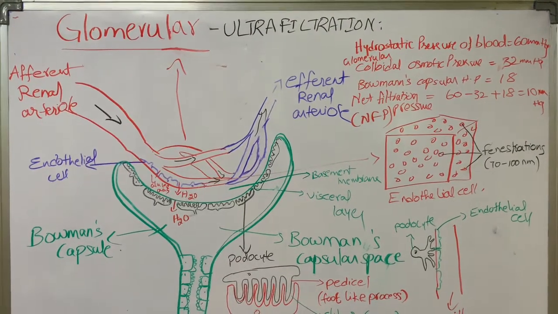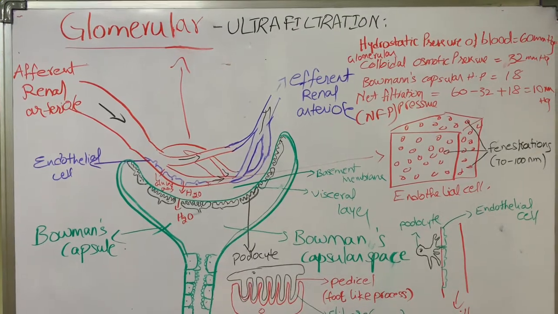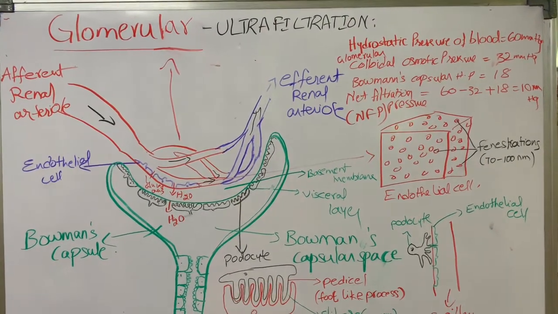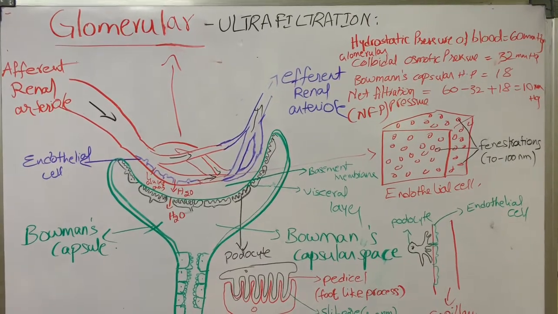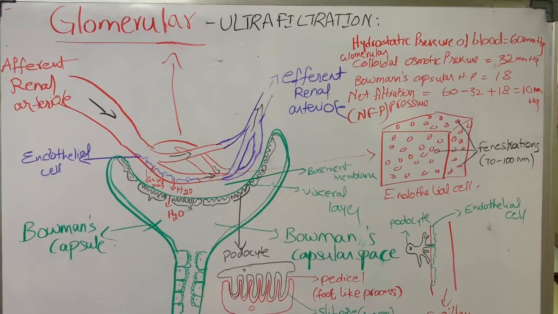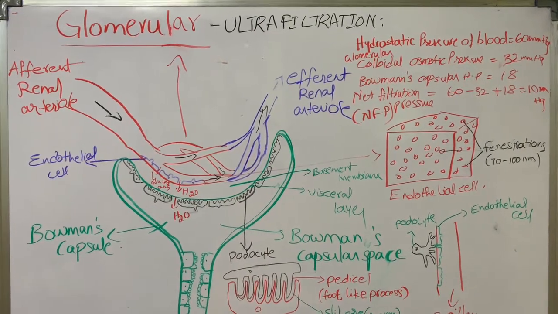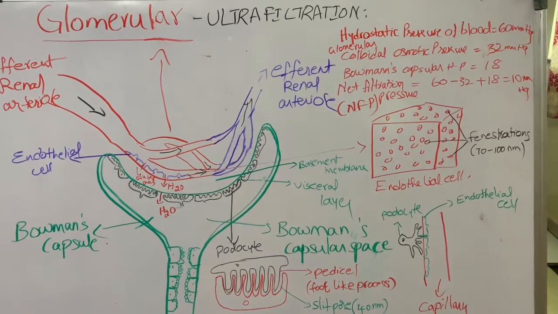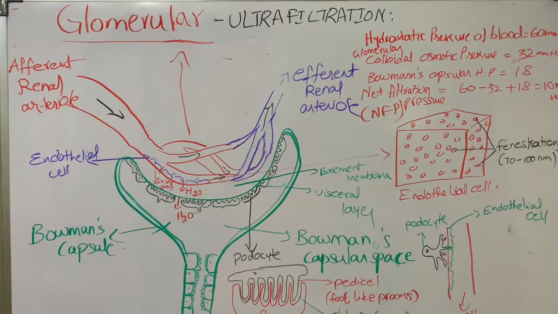Hi guys, today we are going to learn about urine formation. Urine formation occurs in 3 steps. The first one is glomerular filtration, the second step is selective reabsorption, and the third one is secretion. The first and foremost part of urine formation is glomerular filtration. The filtration which occurs in the glomerulus region is known as glomerular filtration.